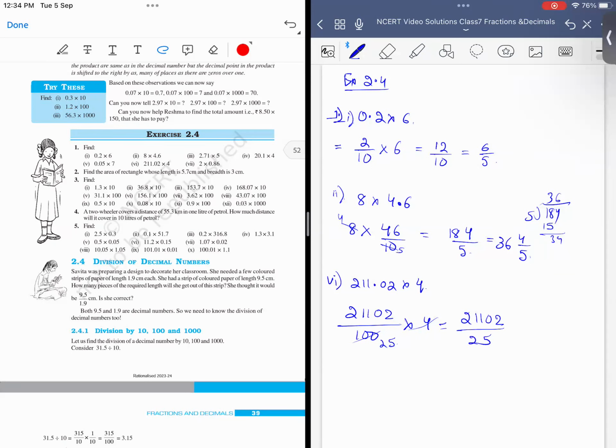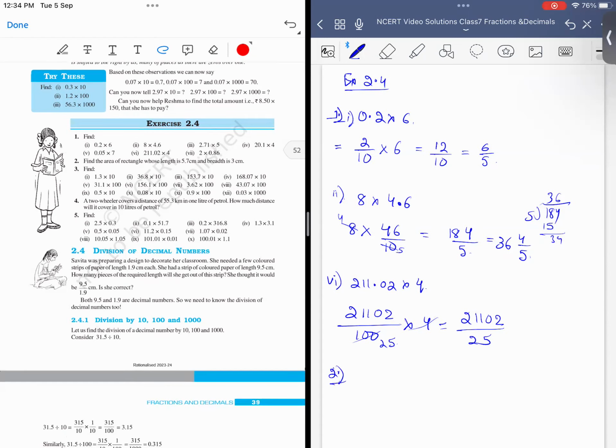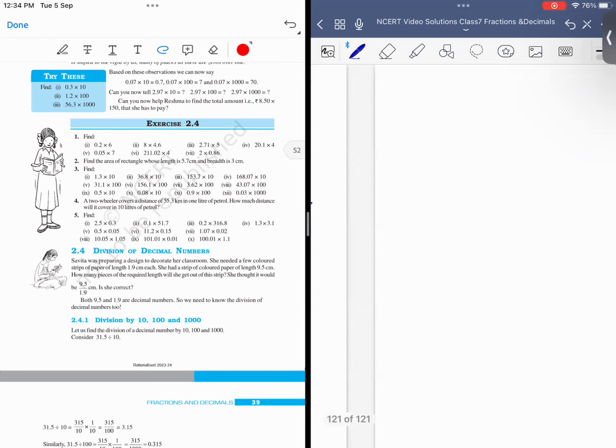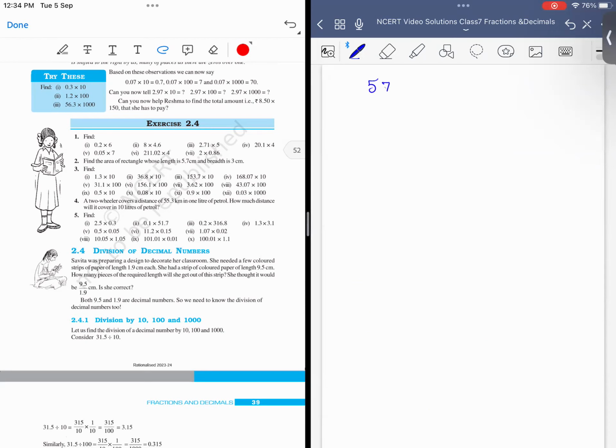Next, question number 2. Find the area of rectangle whose length is, okay, so we know that area of rectangle is what? Length into breadth. So length is 5.7 and breadth is 3. So 5.7 can be written as 57 by 10 into 3. That is multiply numerator to numerator, that is 171 by 10, or in decimal if you want, you can write 17.1 centimeter square unit.